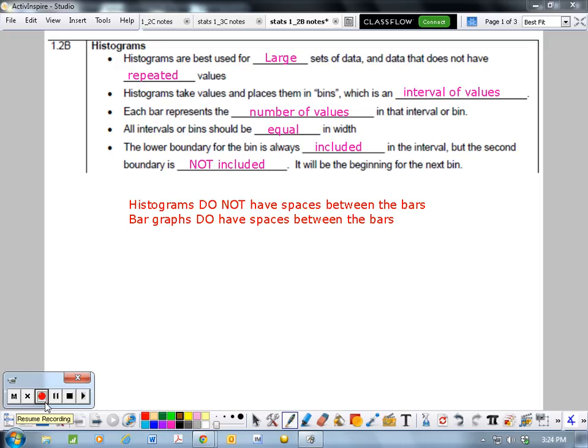Okay, stat students, we're going to look at our last two graphs for quantitative data. Our first one is called a histogram. Histograms are really good for large sets of data and for data that does not repeat values. On dot plots we have a lot of repeated values, so we put the dots one on top of another, and that gives us our shape. But with histograms we don't.